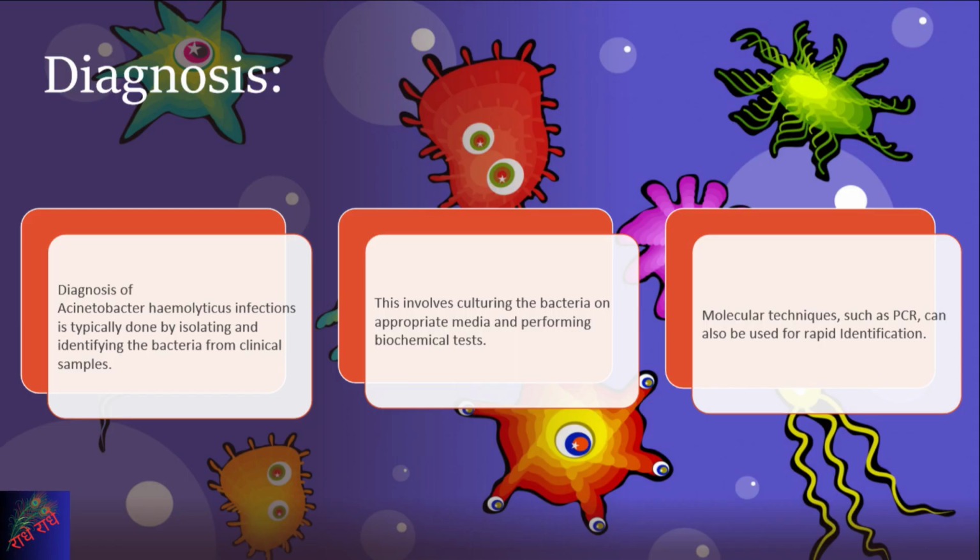Diagnosis of Acinetobacter hemolyticus infection can be made by isolating and identifying the bacteria from clinical samples. Culturing techniques on appropriate media and biochemical tests can be utilized to do this, or molecular techniques, like PCR, can be employed for more rapid identification of the pathogen.